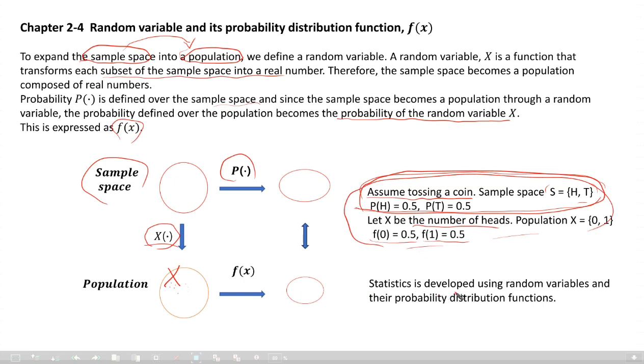Statistics is developed using random variables. From now on, we will study only random variables and their probability distribution function, f of x. That's it, all right? Simple.